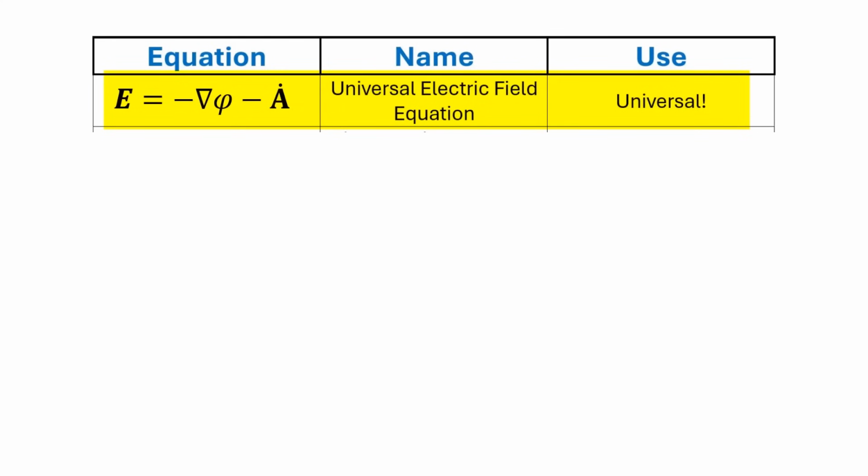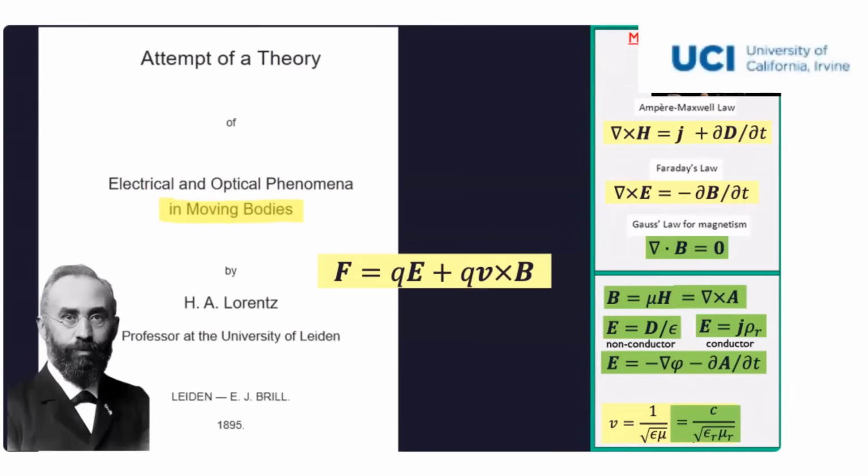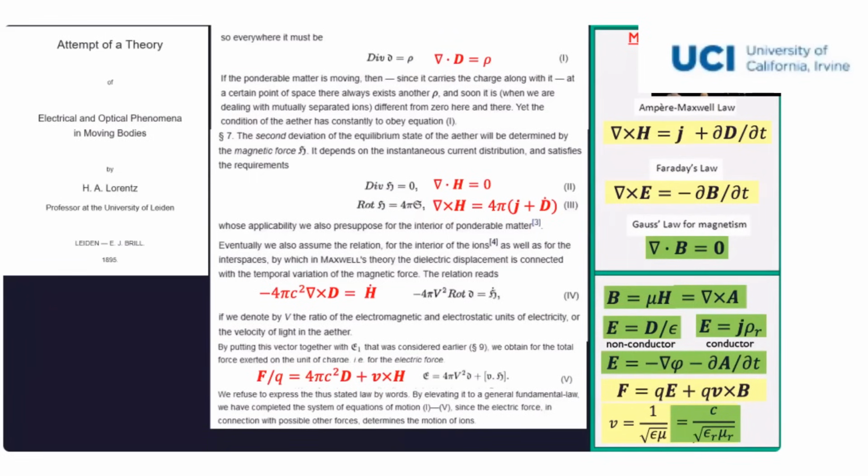Heck, their work even predated the creation of the universal electric field equation, E equals gradient V minus dA/dt, as Maxwell added another term of V cross B to his universal electric field equation, or E equals V cross B minus dA/dt minus the gradient of phi. It was only after Lorentz moved the V cross B to the force equation, F over Q equals E plus V cross B, or F equals QE plus QV cross B, that we ended up with a true equation for the electric field, E equals gradient of V minus dA/dt.